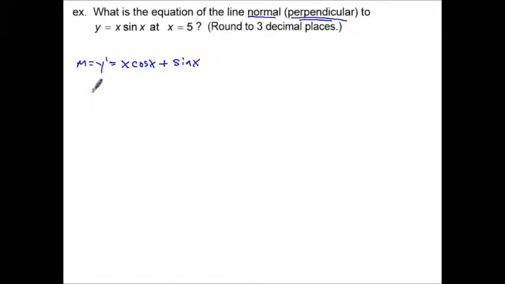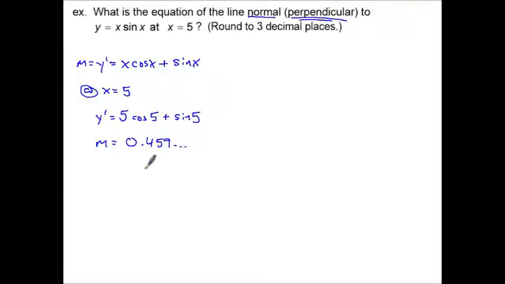But now what I want to do is plug in x equals 5. So at x equals 5, we get y prime, or the slope, interchangeable, 5 cosine of 5, plus sine of 5. And punching this in our calculator gives me a slope of roughly 0.459 and a whole bunch of decimals.